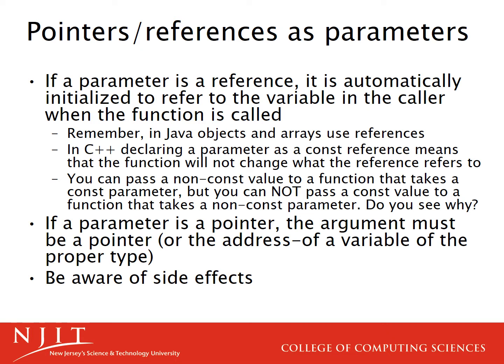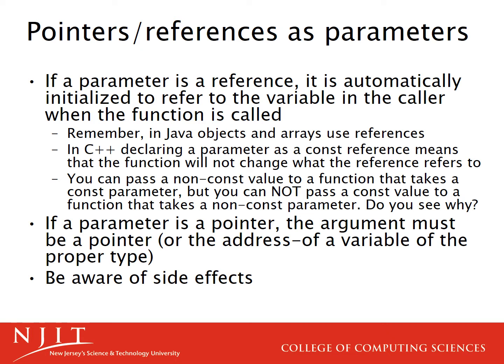This always works this way in Java. References are copied around instead of the actual objects. In C++, a reference to a type is initialized to refer to the particular type that's passed to the function, and that's great.